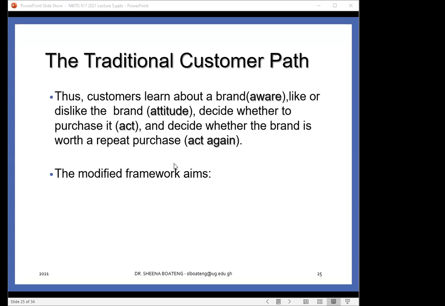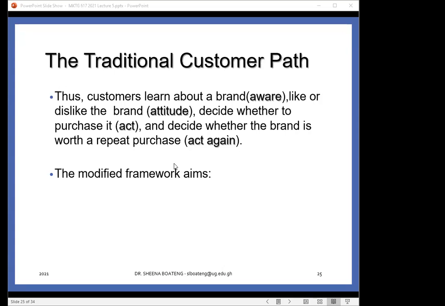And based on the attitude that they form, be it positive or negative, they can decide whether to go ahead and purchase this product or not, which is the act element in the 4 A's. And then the final A, which refers to act again, talks about the fact that the journey does not end once the customer purchases and consumes the product or service.